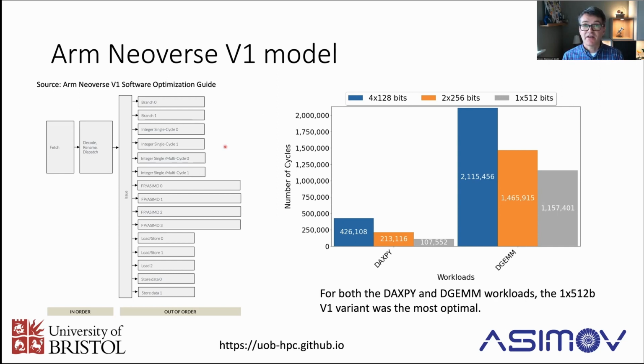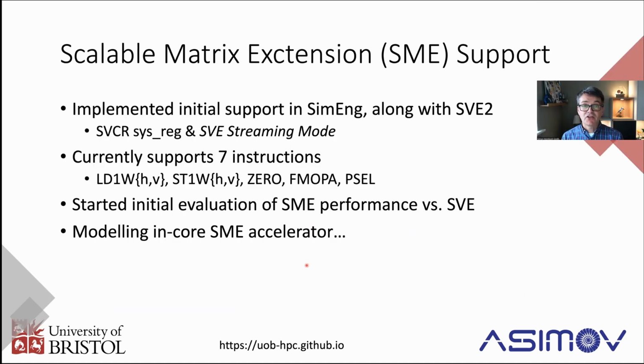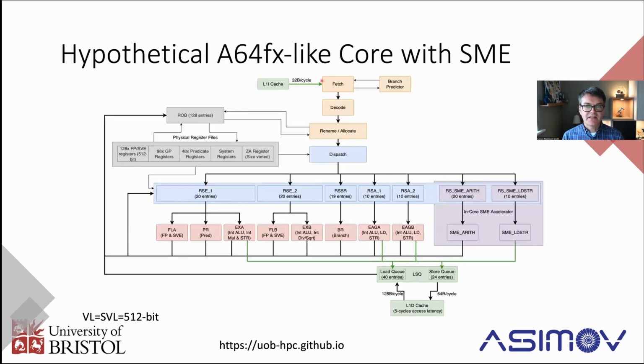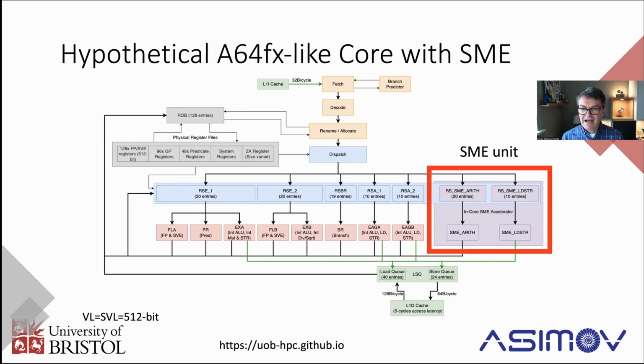We can do the same with A64FX. What happens if its vector units were wider or narrower? These are some really interesting things that we can do now. We're also looking at ARM's Scalable Matrix Extension, which implements the new matrix unit. We've currently got the 7 most important instructions supported, modeling that as an in-core accelerator. This is an A64FX model, and it's Finn Wilkinson who's doing this work. What we've done is added an SME unit as if it were extra execution units inside the pipeline.